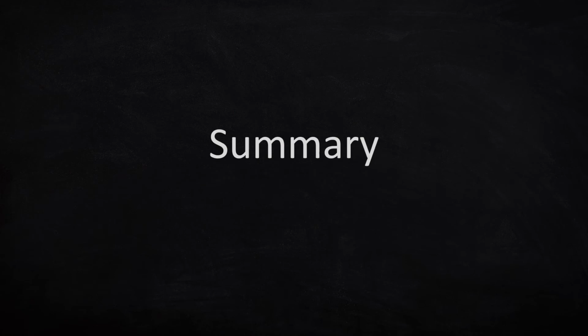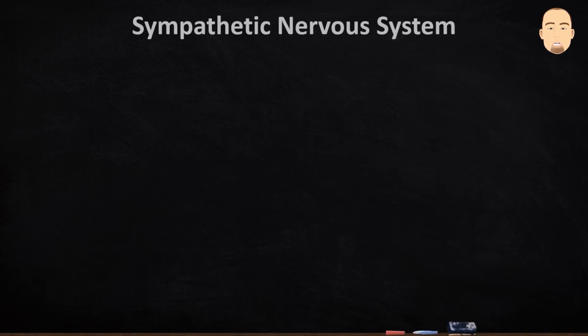Now we're going to move on to a summary of each arm of the autonomic nervous system, with more of a focus on the purpose of these things. Why do these, or how do these help our body? And then that'll wrap up the presentation. So first, a summary of the sympathetic nervous system.